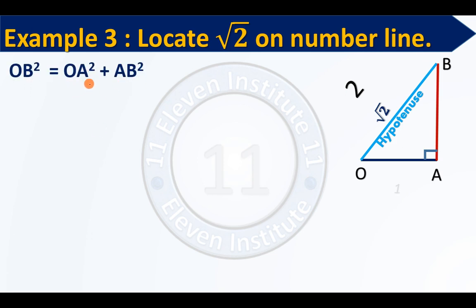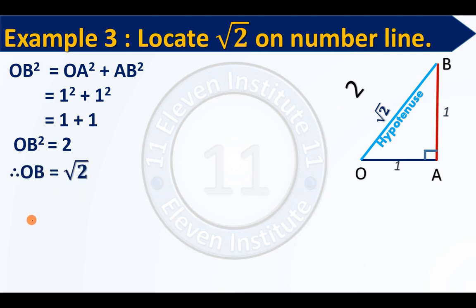So this is our formula. We will take OA as 1 and AB also as 1, because in order to get 2, this is the only way we have. We have to take 1 unit over here and 1 unit over here. So 1 square will give us 1, again 1 square will give us 1, and 1 plus 1 will give us 2. I hope this is fine. So if OB square is 2, the value of OB is equal to root 2.